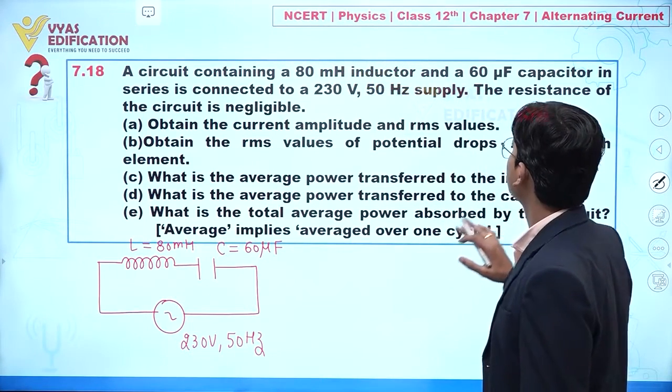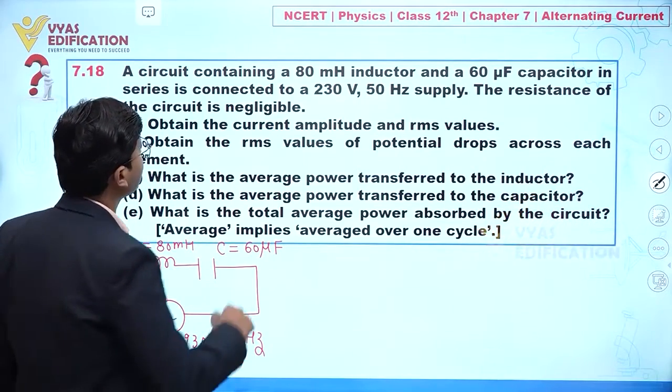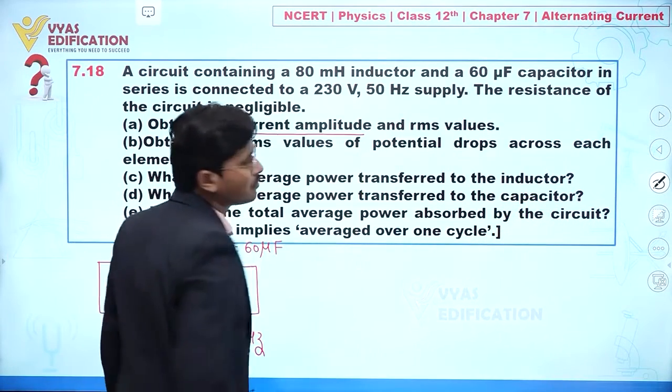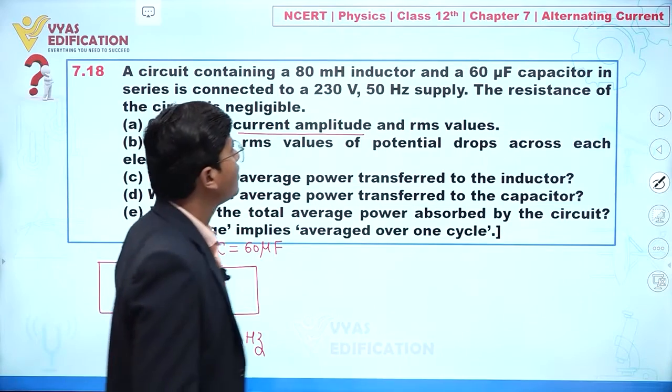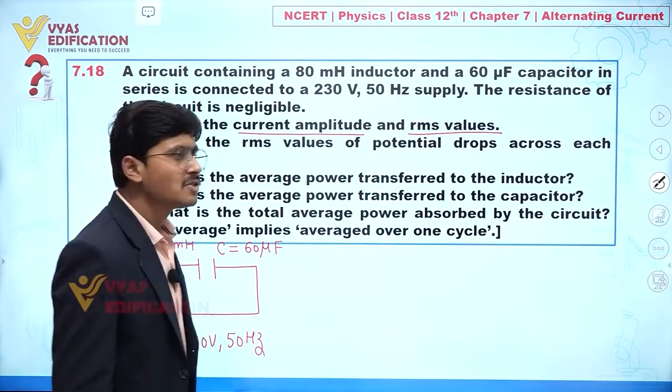Obtain the current amplitude and RMS value. So first of all we have to find the current amplitude. Current amplitude means the maximum value of current, and we have to find the RMS value, meaning IRMS.